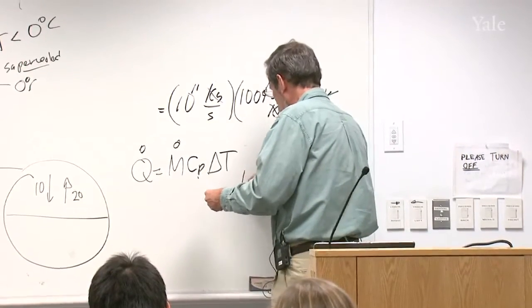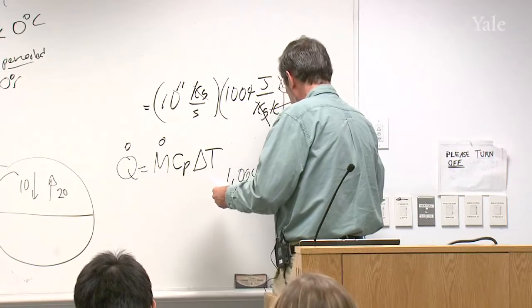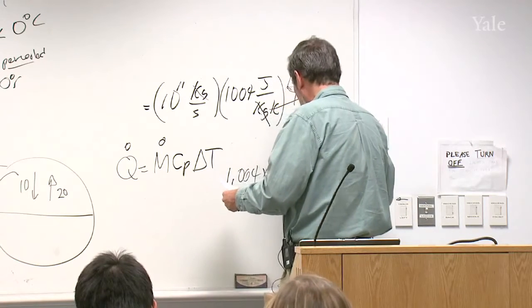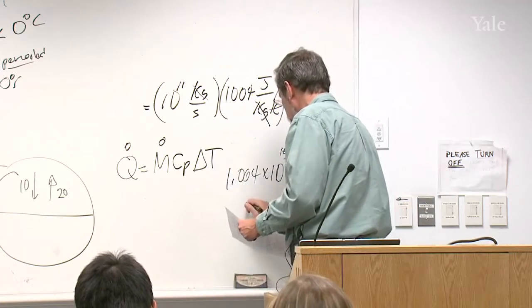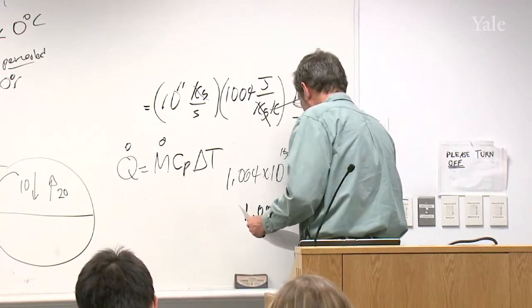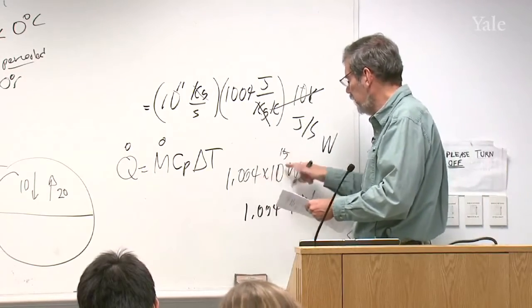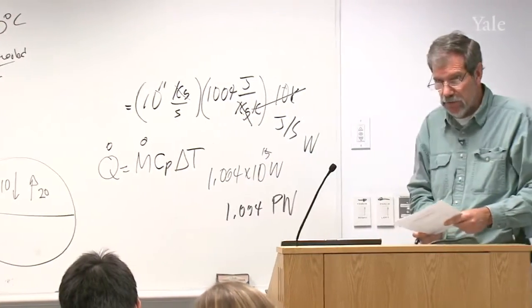Yeah, about 1.004 times 10 to the 15th watts, which could be expressed as about 1.004 petawatts. Peta meaning the shortcut for 10 to the 15th. So it's approximately 1 times 10 to the 15th watts.